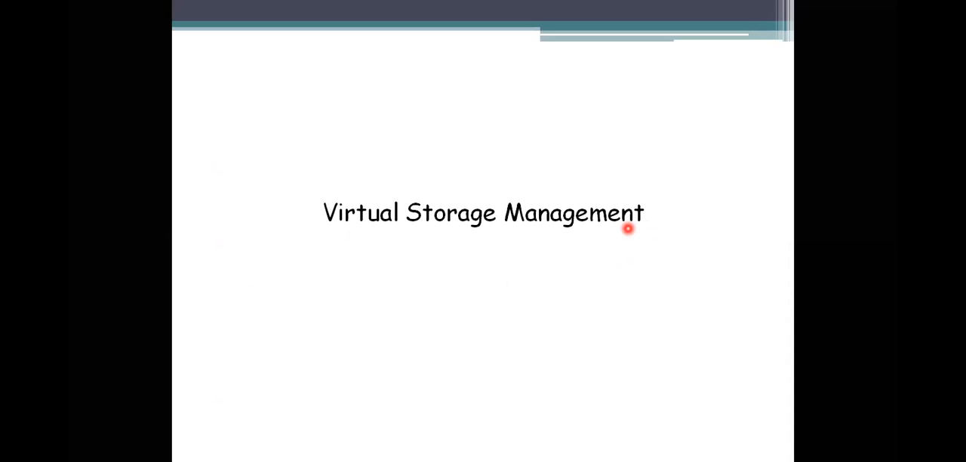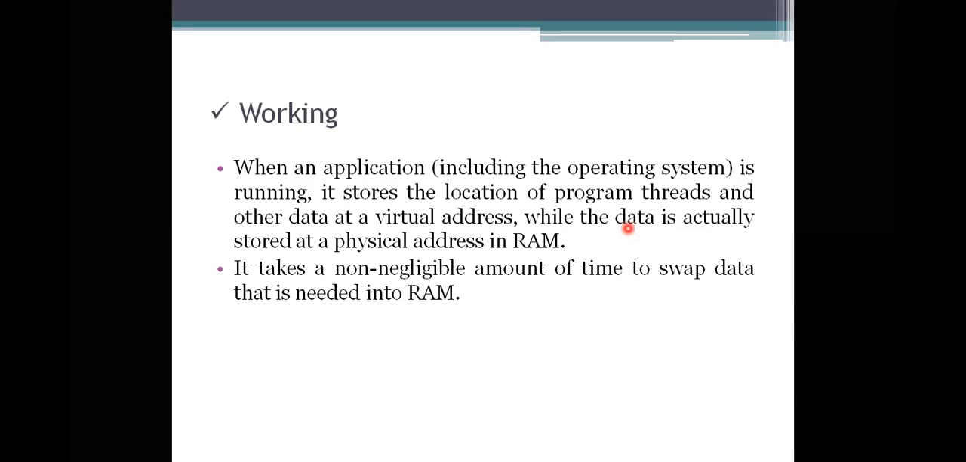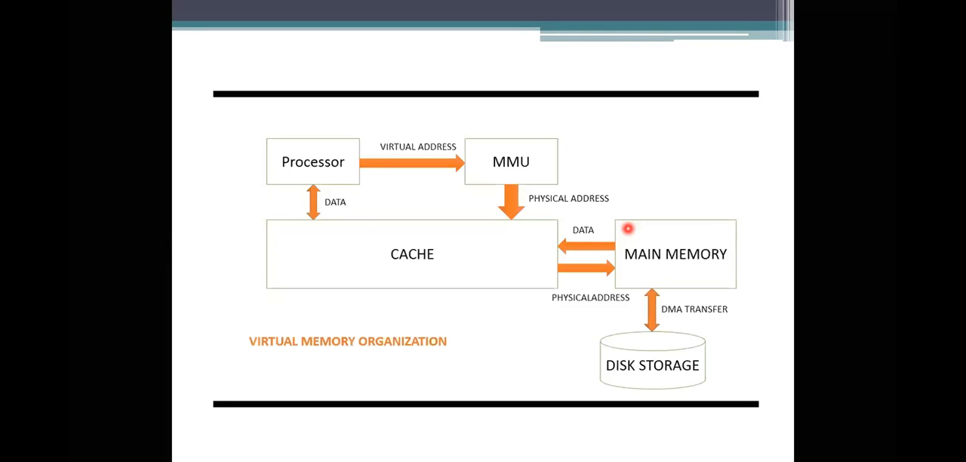After that we have virtual storage management. Why do we need to take virtual storage management into account? When an application is running, it needs to store the data of the threads and any other addresses onto your physical RAM. It is not possible to store all that, because when you are working on a huge application, you need multiple data to be stored. Storing the data is not helpful when you are using only the physical address in your RAM.